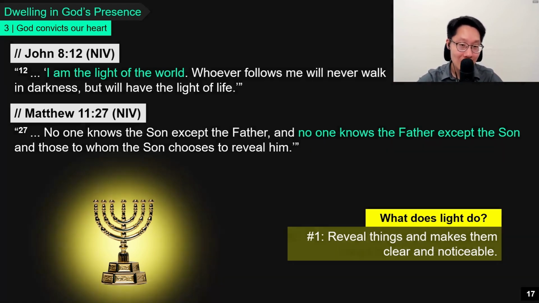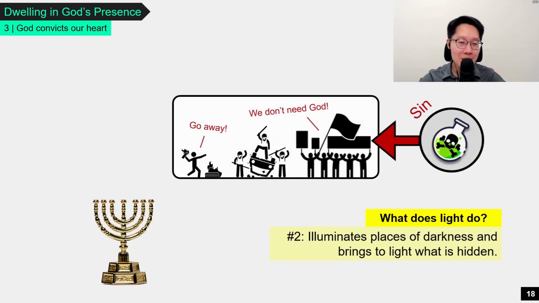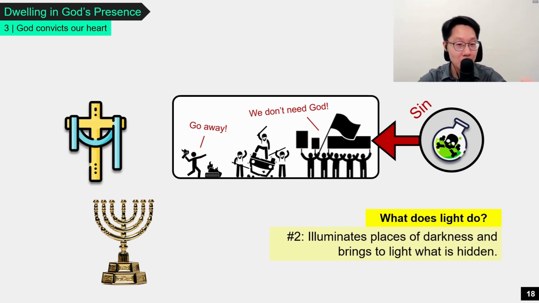Number two, light also illuminates places of darkness and brings to light what is hidden. The thing is this, our evil hearts are in constant rebellion against God and against His sovereign rule over our lives because of sin. And we can only be saved and redeemed from this sinful nature through the sacrificial death of our Lord Jesus Christ on the cross. But the thing is, we actually don't know this. We wouldn't know this, and we need the light of Jesus to reveal to us the condition of our hearts so that we can choose to respond to Him, right?